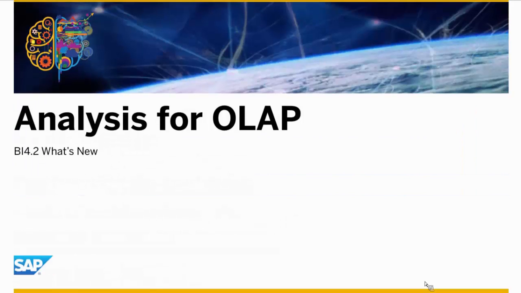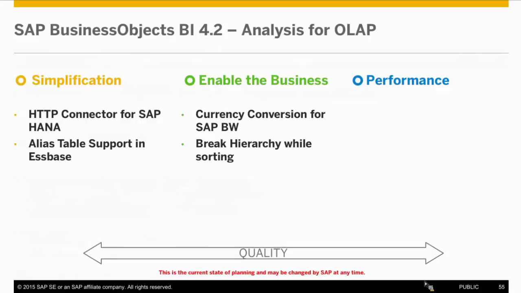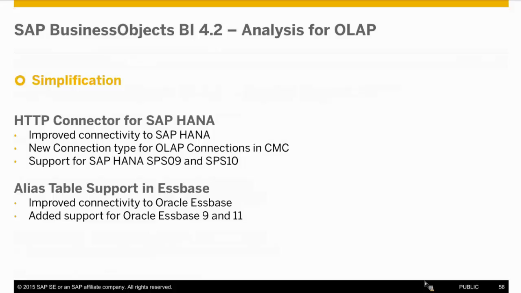The Analysis for OLAP client, we're still ongoingly investing in it. It's not yet broken down, not yet fully in maintenance mode, for the simple reason it's still massively used. And we still have a lot of requests from customers to further enhance it. So what did we improve in Analysis for OLAP in 4.2?